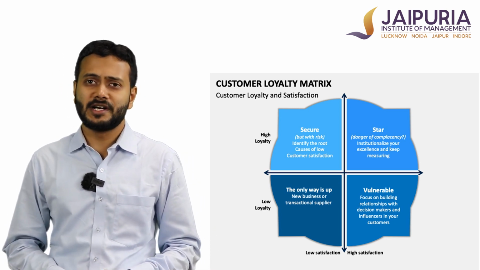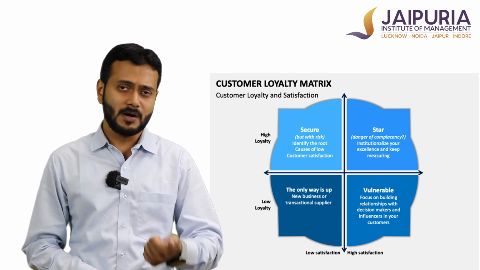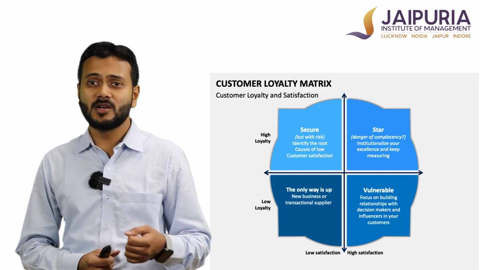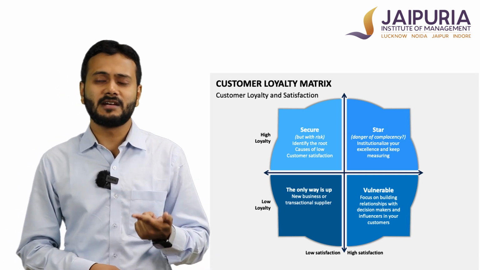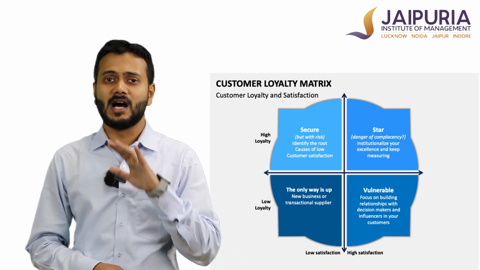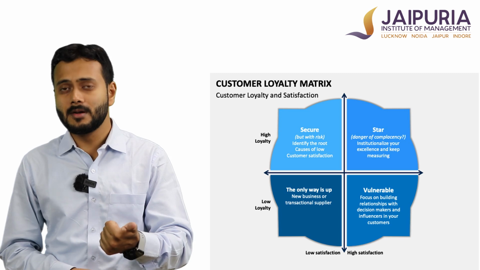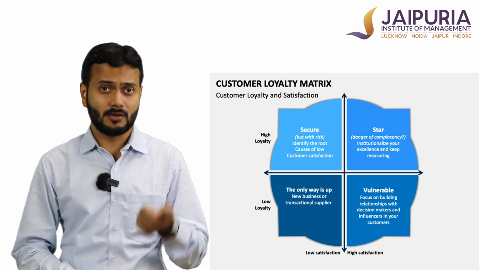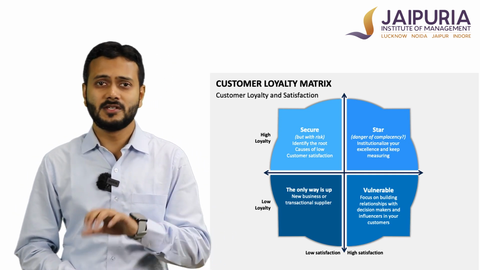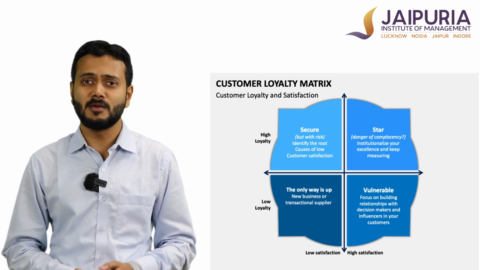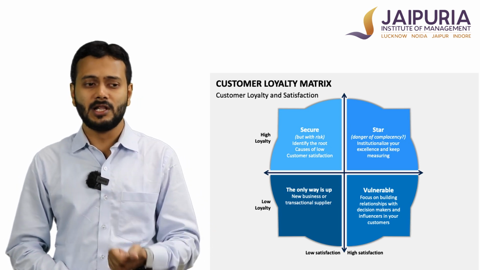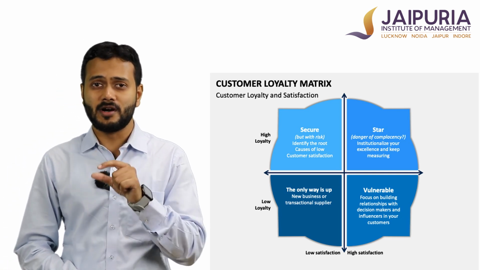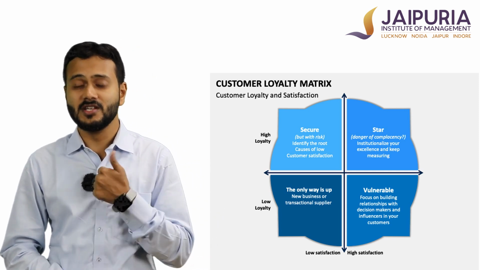Now coming to the last quadrant, which is the best quadrant to operate in for any particular brand, product or service, which is known as star, the danger of complacency. Here the main thing that we need to maintain is our quality and our service providability and so on. Here the loyalty is also high and the satisfaction derived from that particular product or brand is also quite high. So this 2x2 matrix is called the customer loyalty matrix, and the goal, the final outcome of all the brands, all the products, all the services is to operate in the quadrant called high loyalty and high satisfaction, star.